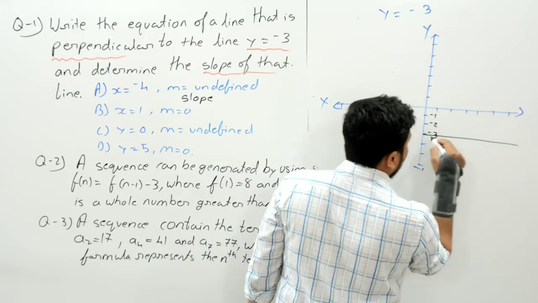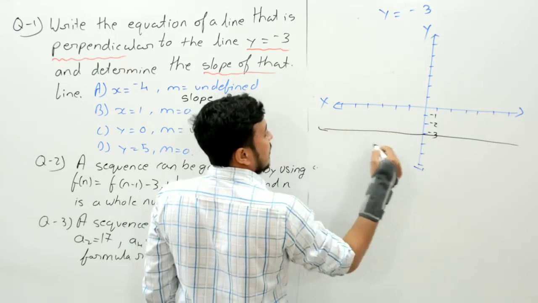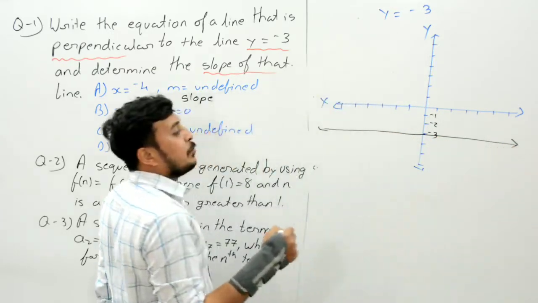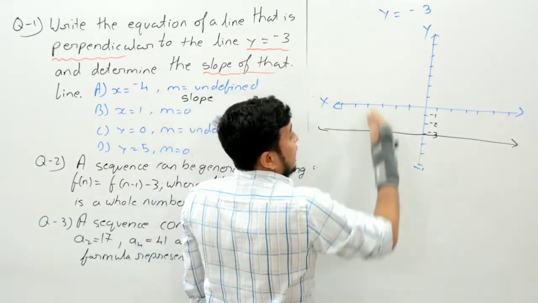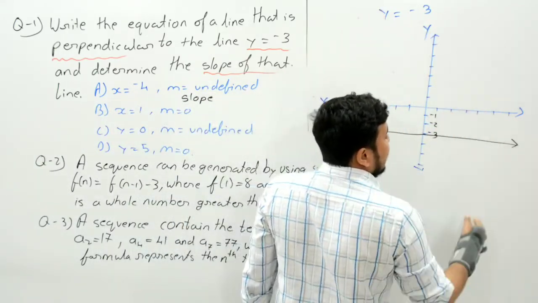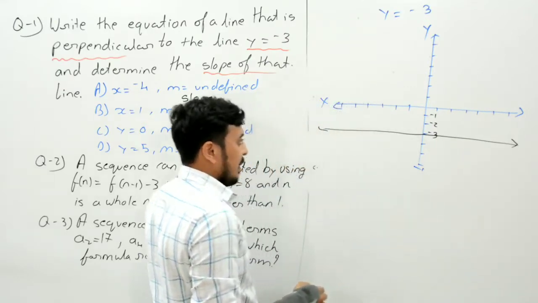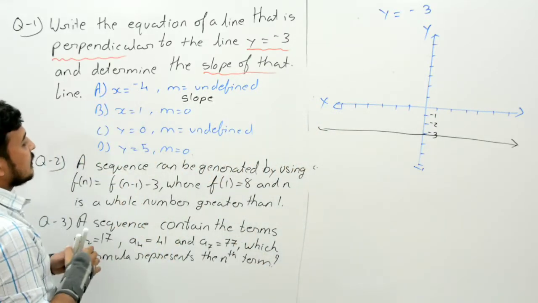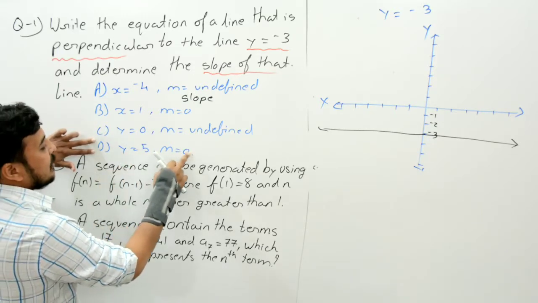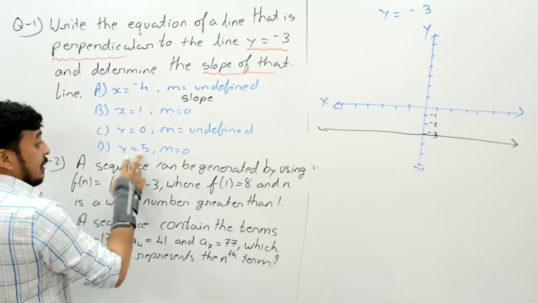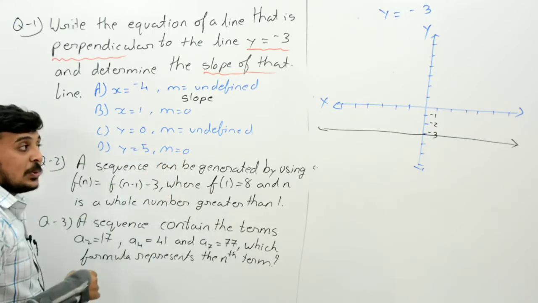So here is a line which is given, and we need to find a line perpendicular to it. There can be many possibilities, an infinite number of lines which are perpendicular to the given line, but we need to answer from the given options. Starting from option D, y equals 5 and m equals 0.